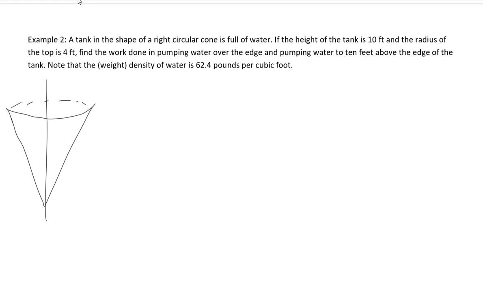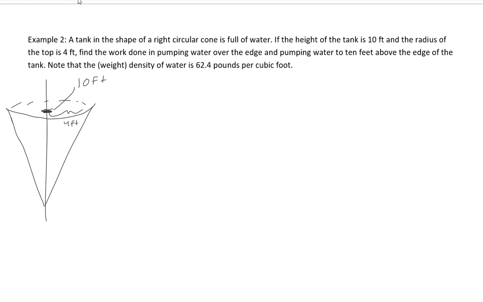If the height of the tank is 10 feet, I think in the book they did 10 meters. If we have 10 feet and the radius of the top is 4 feet, so that means the radius here is 4 feet. Find the work done in pumping the water over the edge and pumping water to 10 feet above the edge of the tank. So we're finding two different work values, one for pumping it up just to the top of it, and one for pumping it 10 feet above the top.